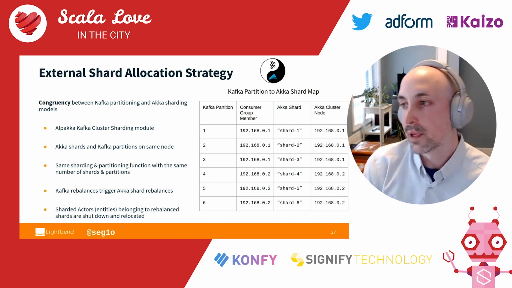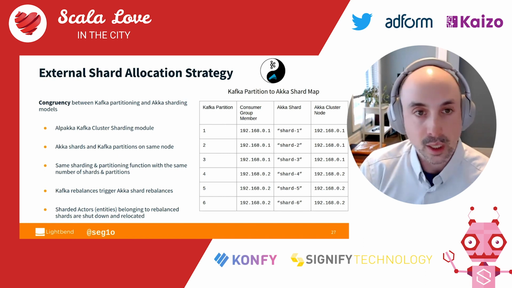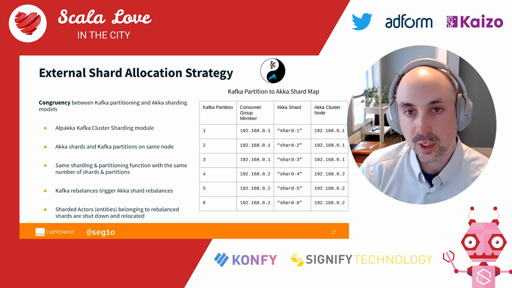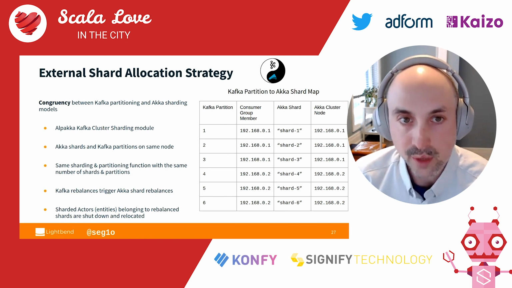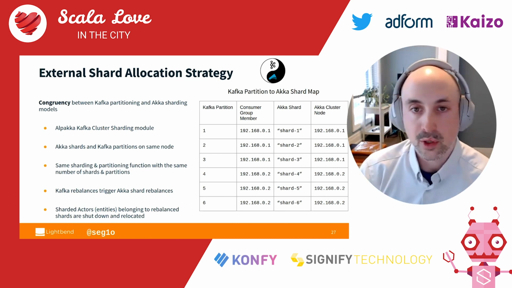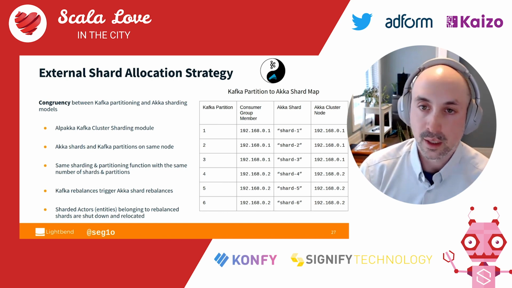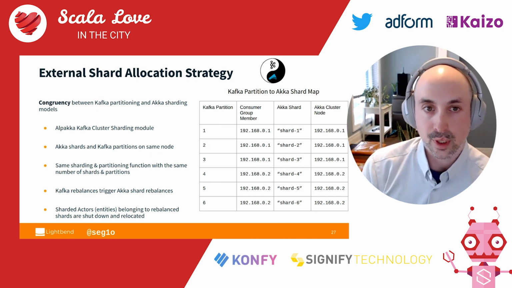So what we have in the Alpakka Kafka library, which is an Akka streams to Kafka library, is this new external shard allocation strategy just to marry together Akka and Kafka partitions. So the way it works is it will calculate the total number of partitions in a consumer subscription and use that information in a new sharding user function that you can use with Akka Cluster sharding.